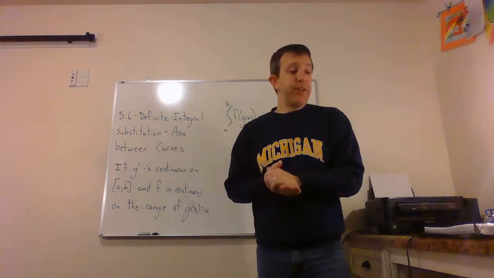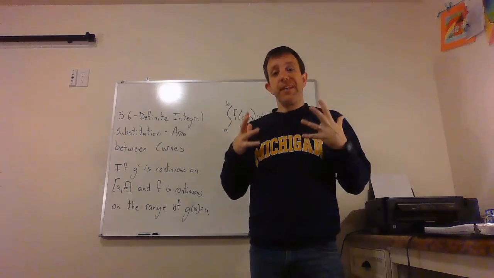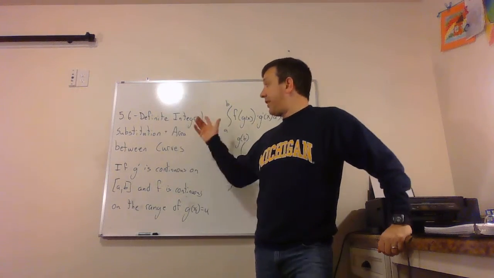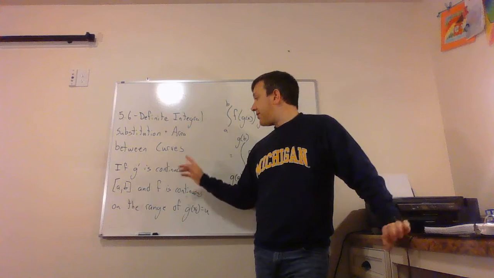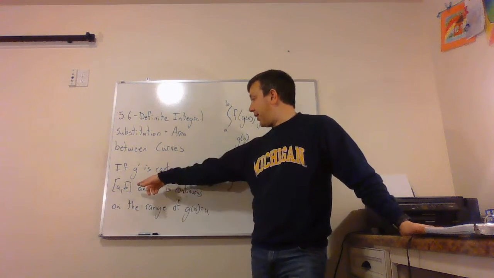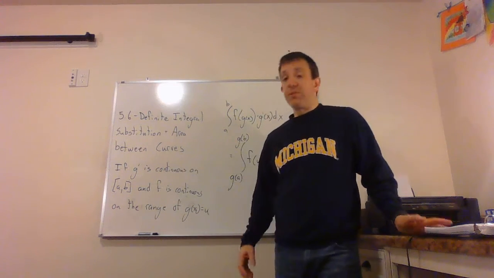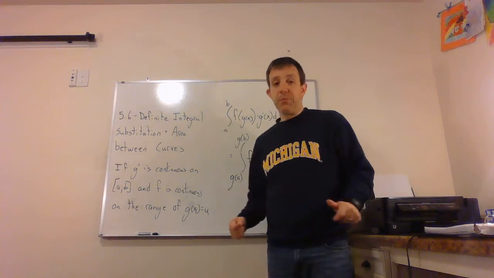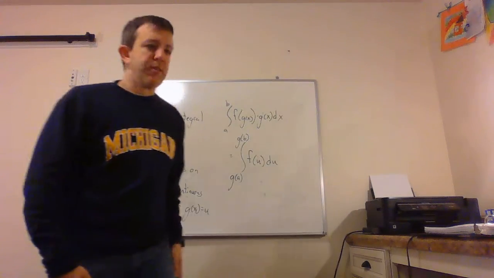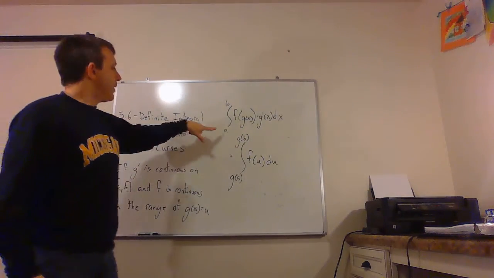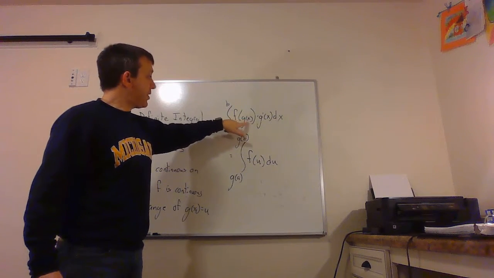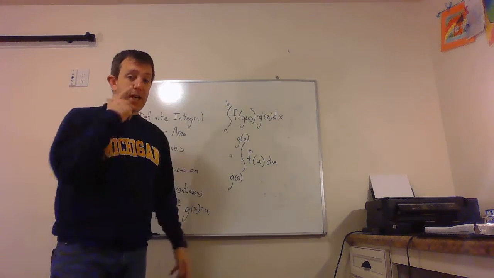We have a theorem here that we're going to start with that just gets us going with this definite integral substitution. It says, if g prime is continuous on an interval [a, b] and f is continuous on the range of g of x, which is equal to u. So basically you have a couple of continuous functions. Then the integral from a to b of f of g of x times g prime of x dx.